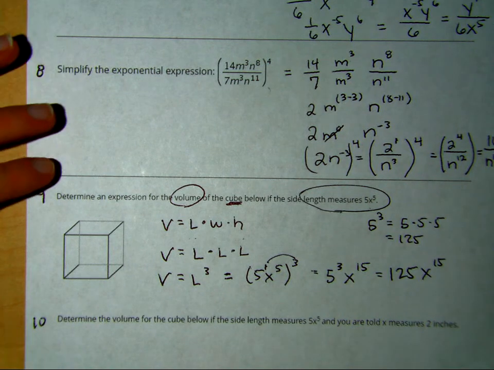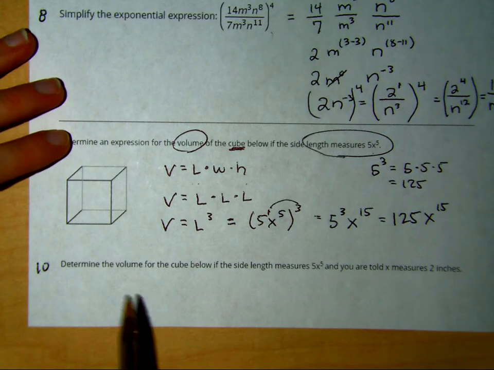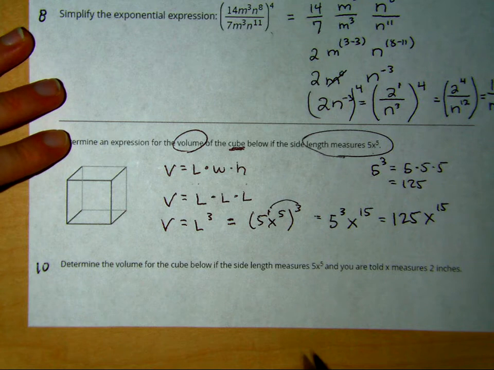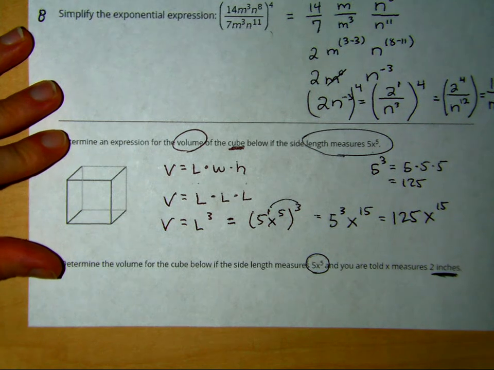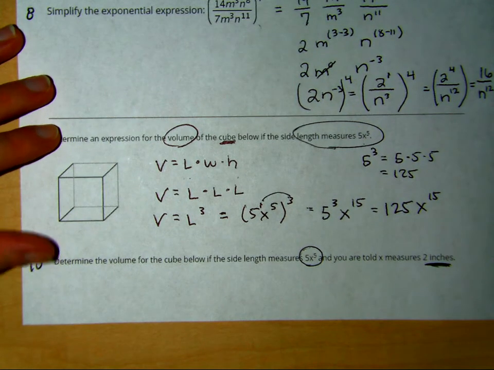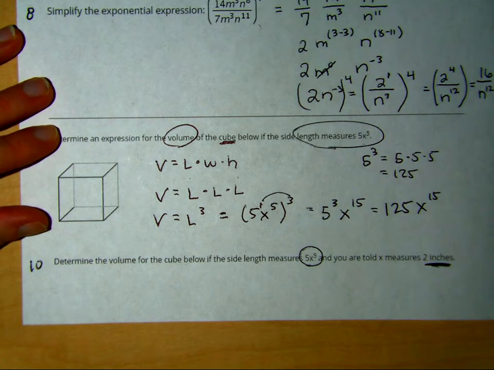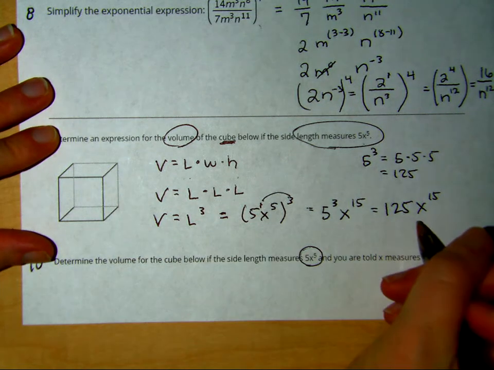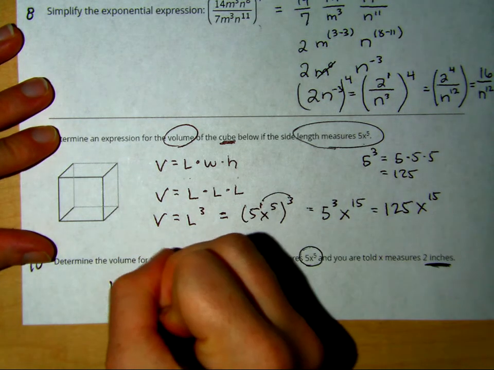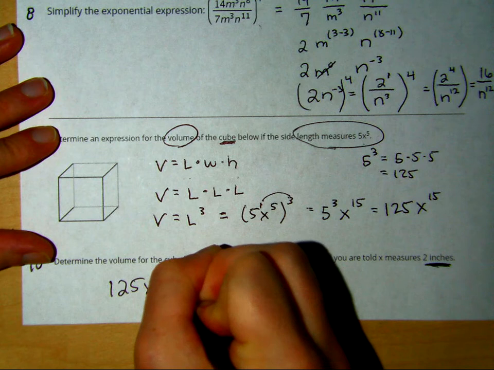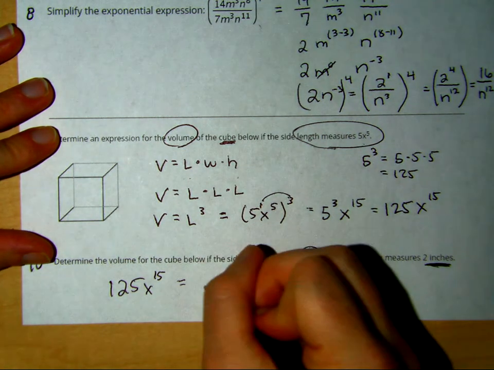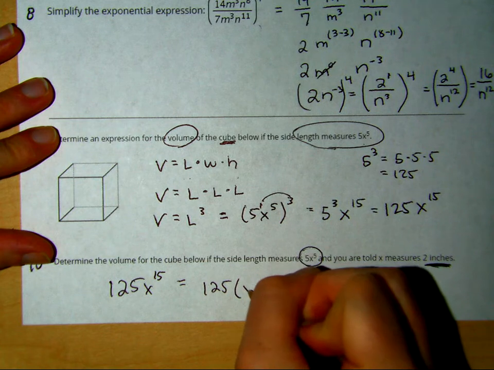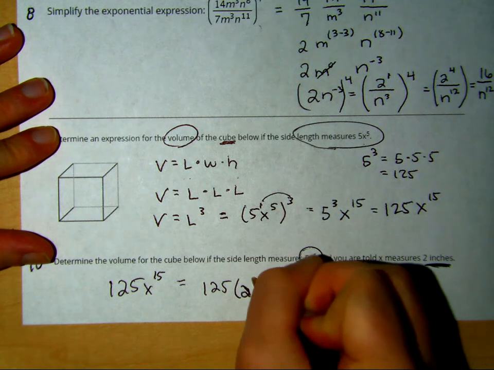Okay. Then number 10 says determine the volume of the cube with the same length measurement, but now you know what your x value is. So what we can do is just plug in 2 for x. So we already calculated our volume, which is 125x to the 15th, and we just plug in 2 for x. So 125 times 2 raised to the 15th power.